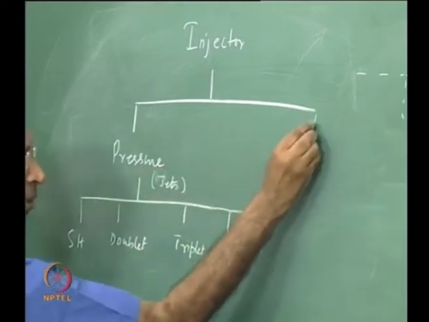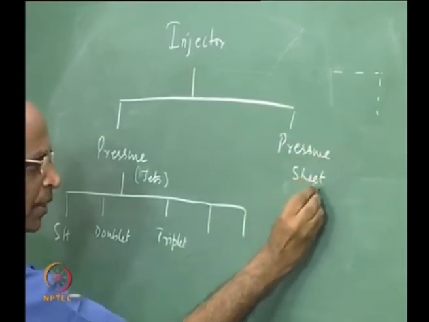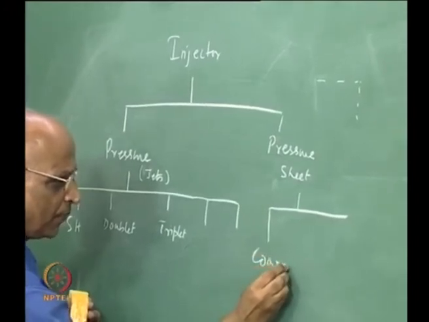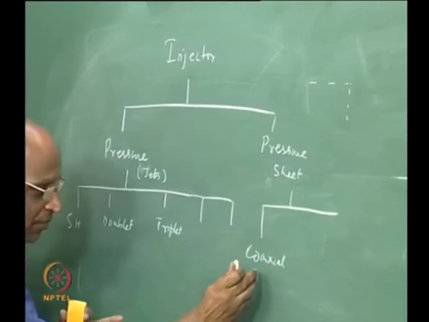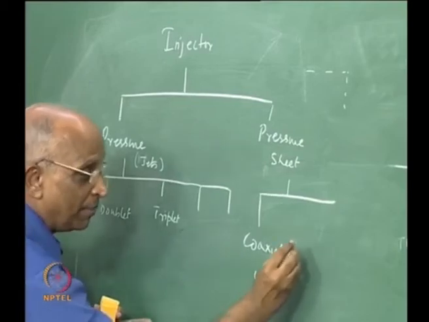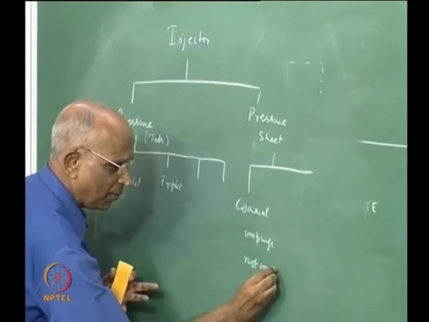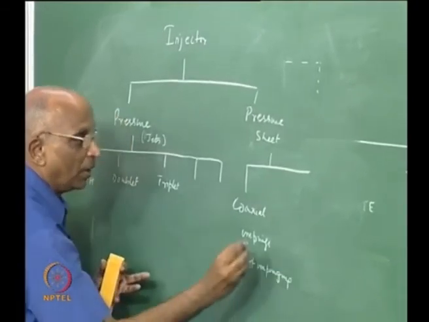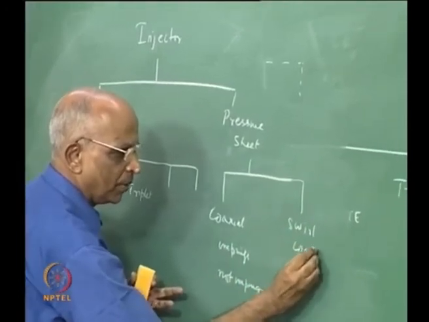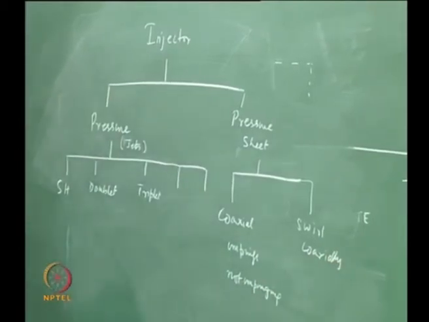I could use the same pressure to create a sheet, and in the sheet I could have coaxial injector, wherein I could have the liquid oxidizer and liquid sheets impinge on each other, or they may not impinge on each other, that is the second one, not impinging but just breaking into droplets, or I could also have swirl, which is used coaxially. Okay, these are all about injectors which we use in liquid rockets.